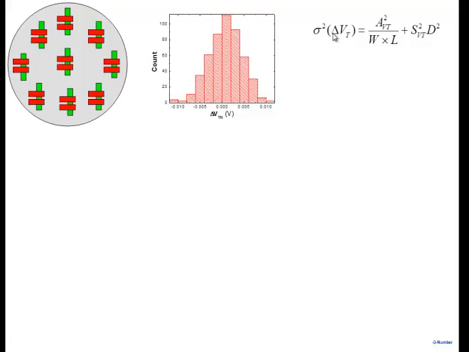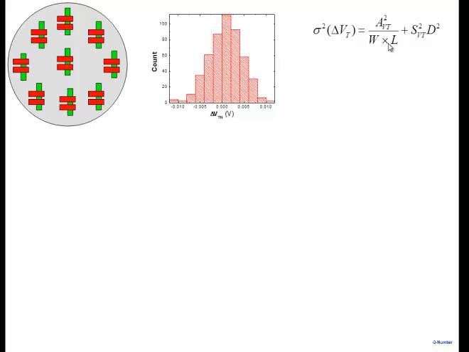And sigma square, as you know, is variance. So sigma square now has something very interesting. Note that sigma square, the variance of the threshold voltage mismatch, is made up of two factors. AV is a constant and S is also a constant. So one factor is the size.